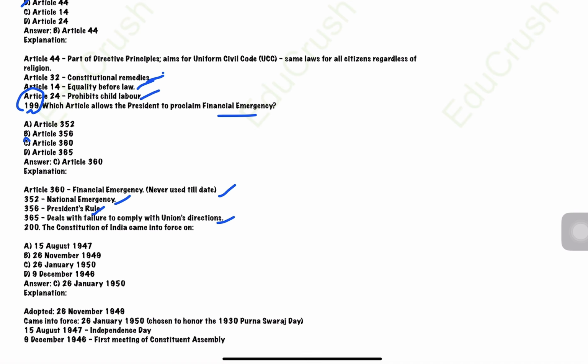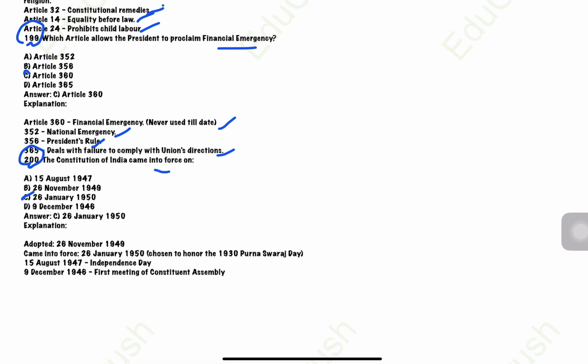So the last question, 200th question: the Constitution of India came into force. So easy question, right? So 26 January 1950. Adopted on 26 November 1949, came into force 26th Jan 1950, chosen to honor the 1930 Purna Swaraj Day. 15th August 1947, Independence Day. 9th December 1946, first meeting of Constituent Assembly.